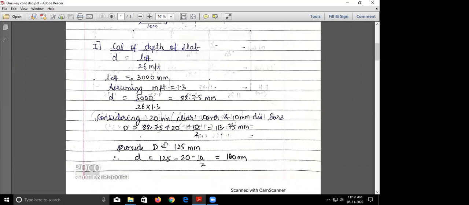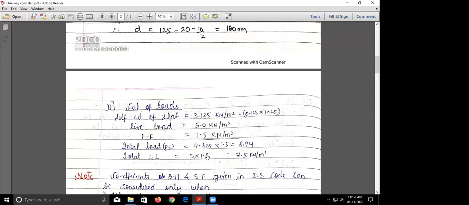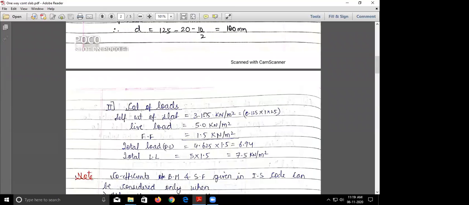Yes, sir. Okay. So now let us move on to the next step. Here the next step will remain the same, calculation of loads. First I will find out the self weight of the slab, then the live load, then the floor finish. So here you can see what I have done. I have calculated the total dead load and the total live load separately. Why I have done that, we will see now.